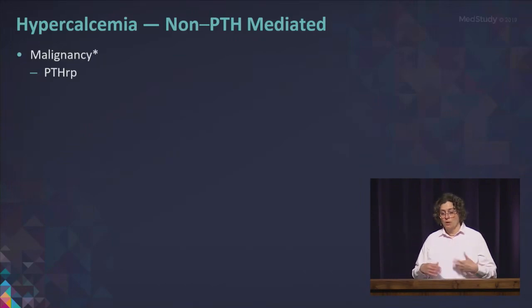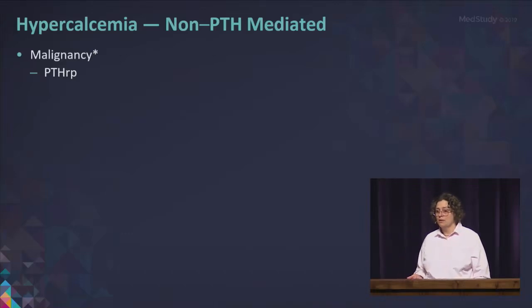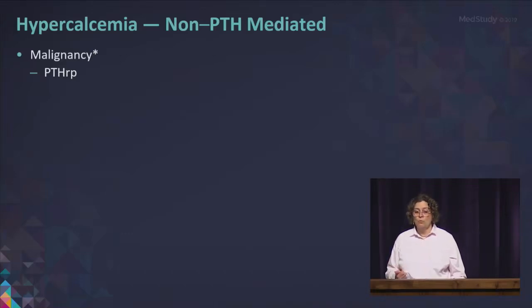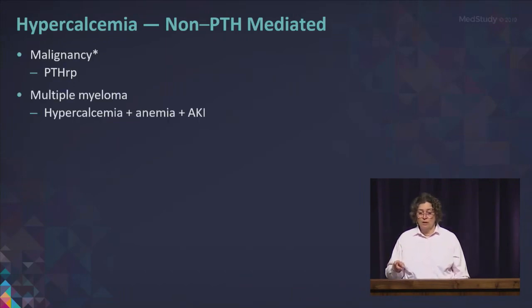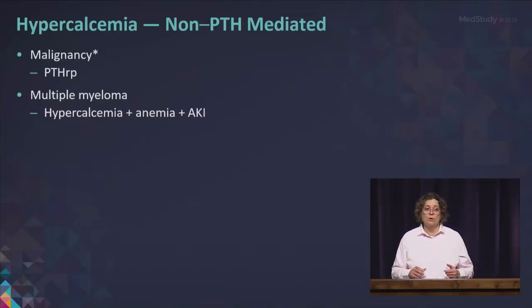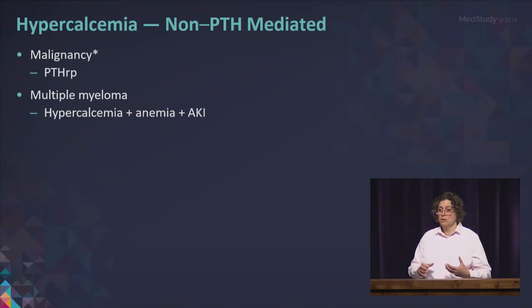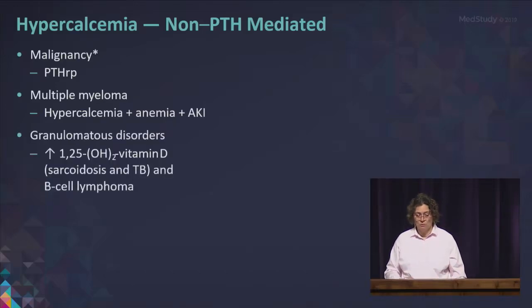These tend to be our more interesting cases that we see. Malignancy can cause hypercalcemia different ways. One way, it can actually produce PTHrP. PTHrP acts just like PTH, meaning it elevates the calcium level. So this is the tumor making a protein that looks just like PTH. You could have it in the context of multiple myeloma, where you actually have bone destruction. Generally, you see the triad of hypercalcemia, anemia, and acute kidney injury.